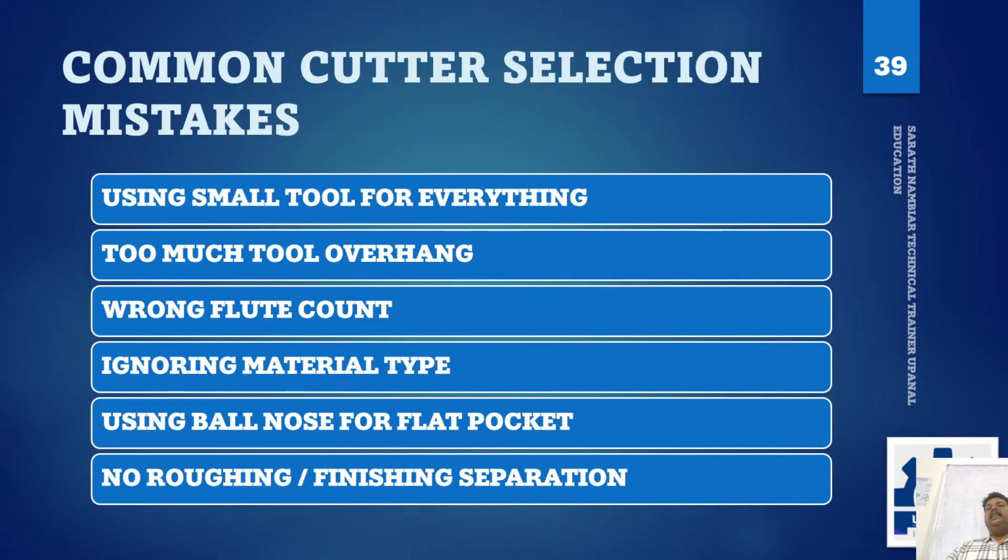Many machining problems are not actually machine problems. They are tool selection mistakes. First mistake, using a small cutter for every operation. Small tools are useful but weak. Second, excessive overhang. Even a small cutter becomes unstable if too long.